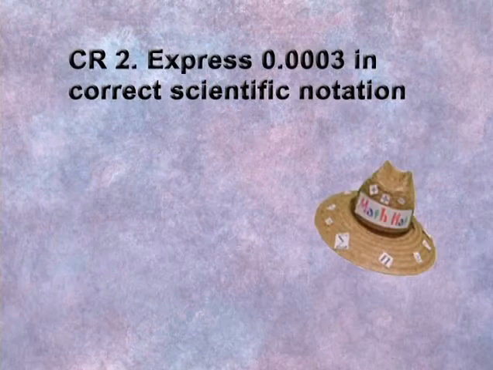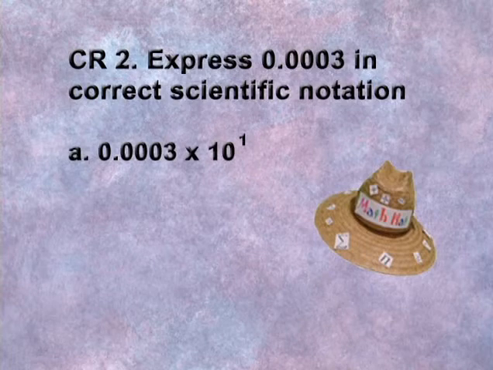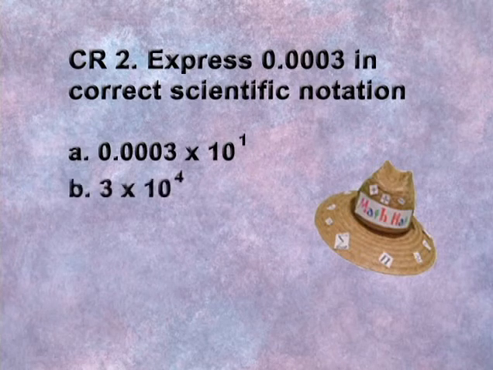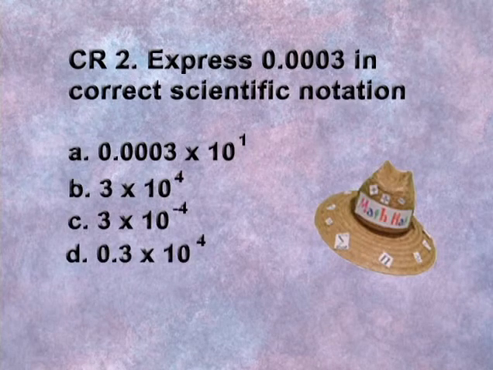You will need your math hat for cumulative review question number 2. Express 0.0003 in correct scientific notation. A, 0.0003 times 10 to the first power. B, 3 times 10 to the fourth power. C, 3 times 10 to the negative fourth power. D, 0.3 times 10 to the fourth power.